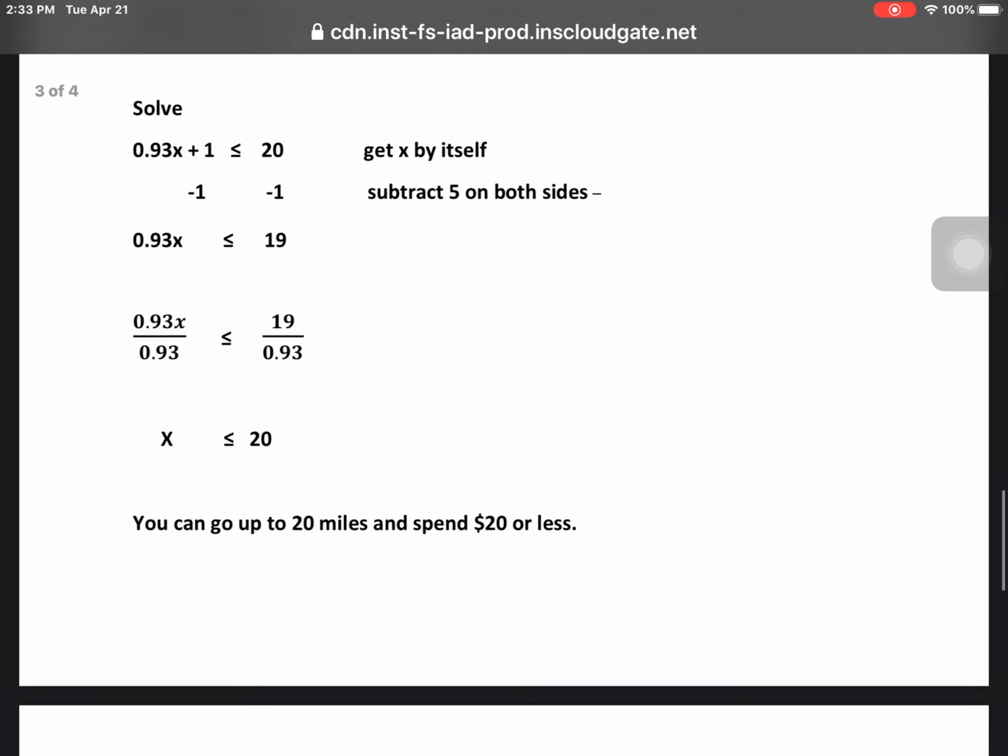Okay, so how do we solve 0.93x plus 1 less than or equal to 20? We subtract 1 on both sides. 20 minus 1 is 19. And then we divide by 0.93 on both sides. So you can only go up to 20 miles to spend $20 or less.